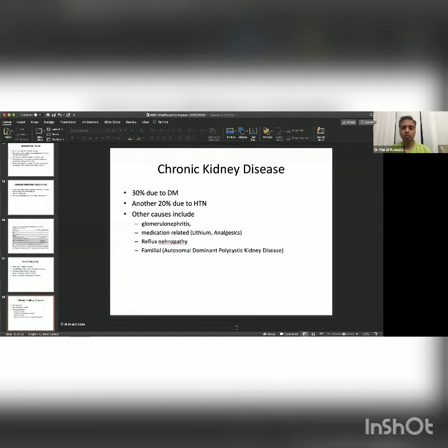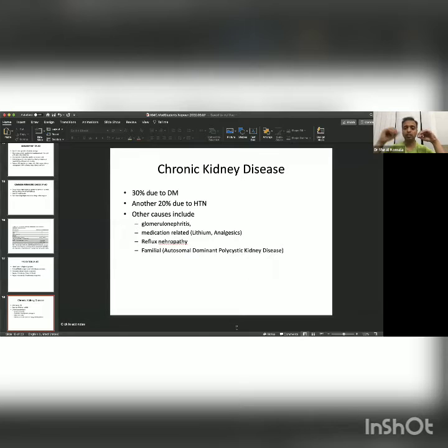Now, other causes include glomerulonephritis. In the past, they've had some episode of acute kidney injury from which they have not recovered completely. Patients with bipolar disorder who take lithium, patients with arthritis who take non-steroidal agents for pain management. Then another condition to remember is reflux nephropathy.